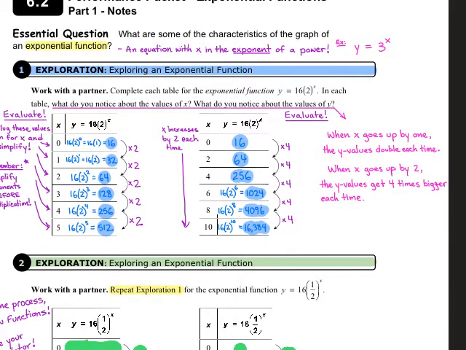All right, what I think you really need to notice about this is when x goes up by 1, the y values double each time. When x goes up by 2, the y values get 4 times bigger each time. So that's the pattern that we should be seeing here. Hopefully you see that just like I do. There definitely is a connection between the x values and the y values. All right, so we can see those patterns forming here.